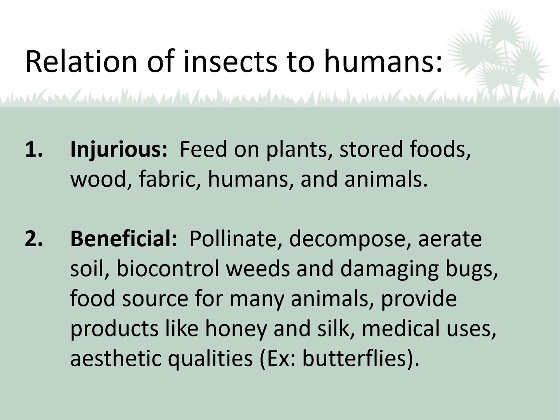So let's look at the relationship of insects to humans. They can be either injurious or beneficial. Injurious insects feed on plants, on stored foods, wood, fabric, even humans and animals. Beneficially, they pollinate our plants. They decompose rotting organic material. They aerate the soil. They offer biocontrol of weeds and damaging bugs. They're a food source for many animals. They provide products like honey and silk. They have medical uses and aesthetic qualities. Think of the butterflies.